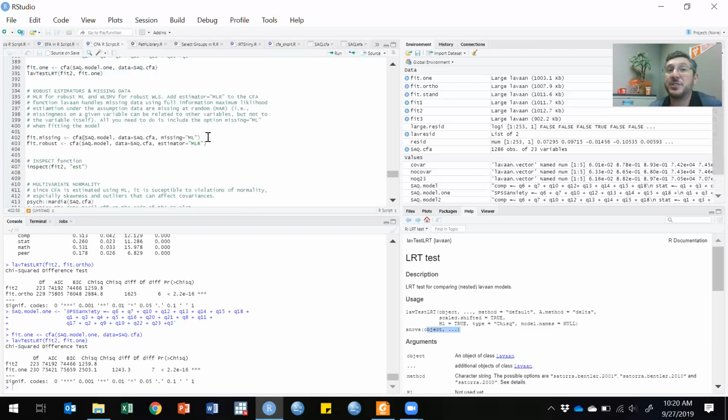It also handles missing data using a full information maximum likelihood estimator, pretty much under the assumption that the data are missing at random. If the data are missing not at random, full information maximum likelihood is not the appropriate tool for missing data.